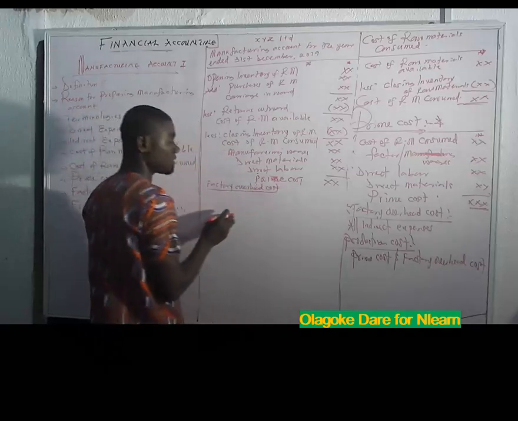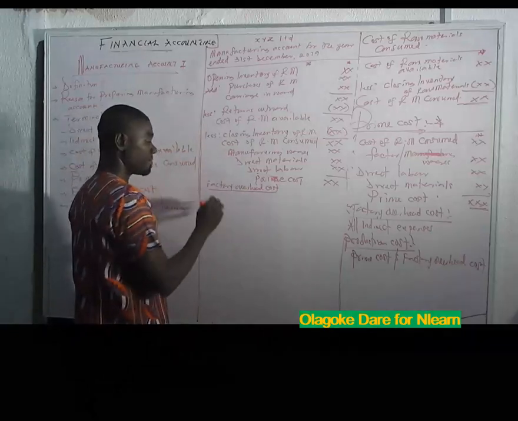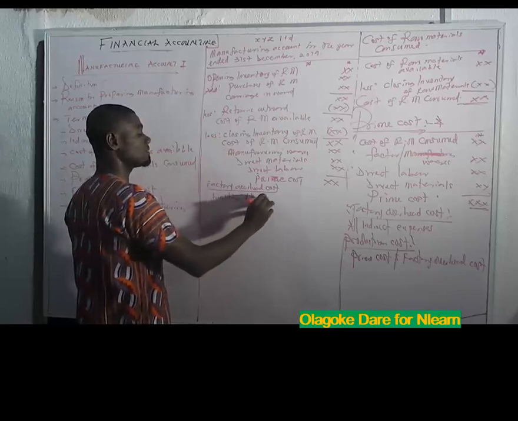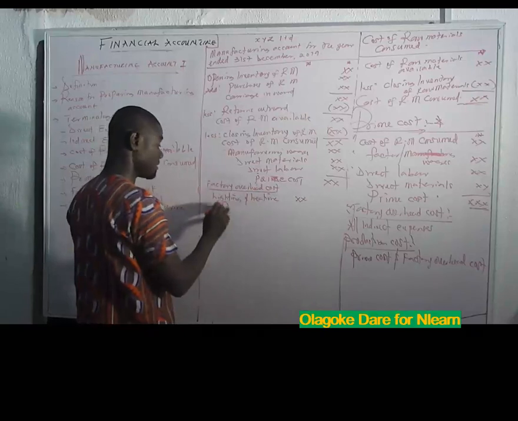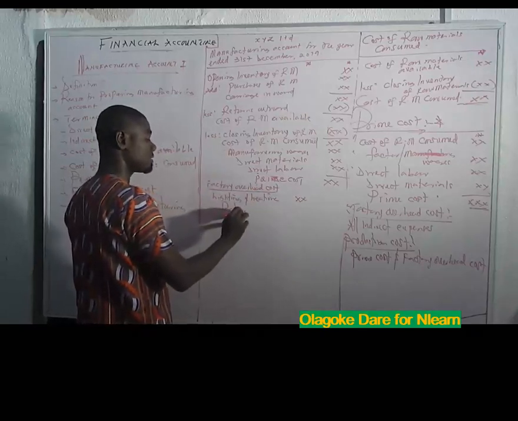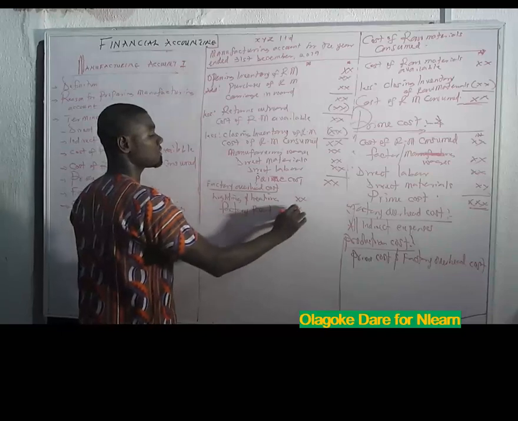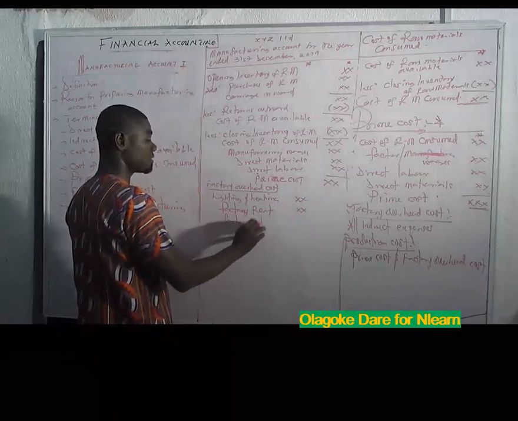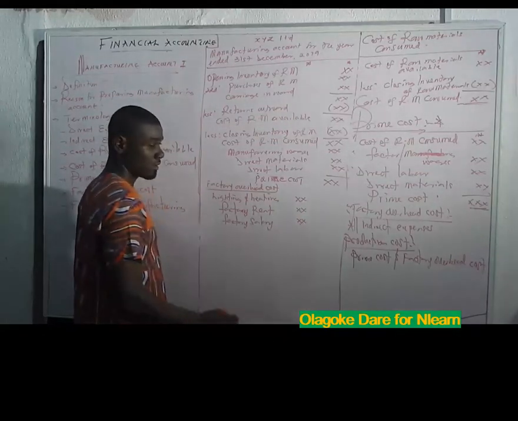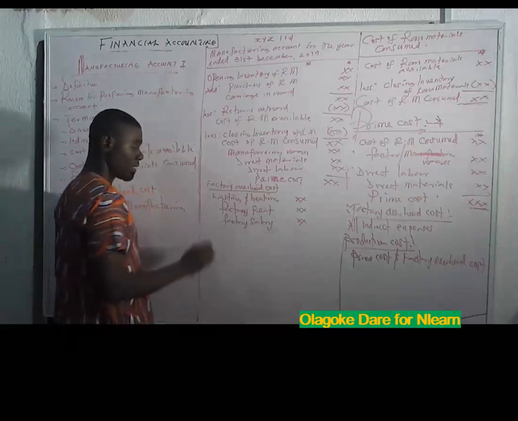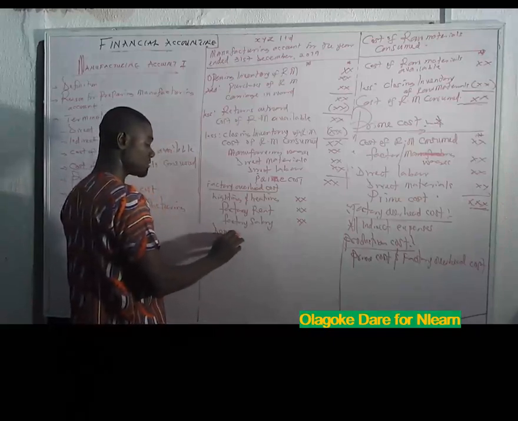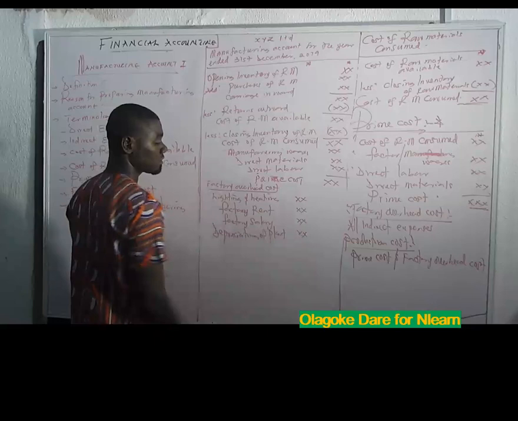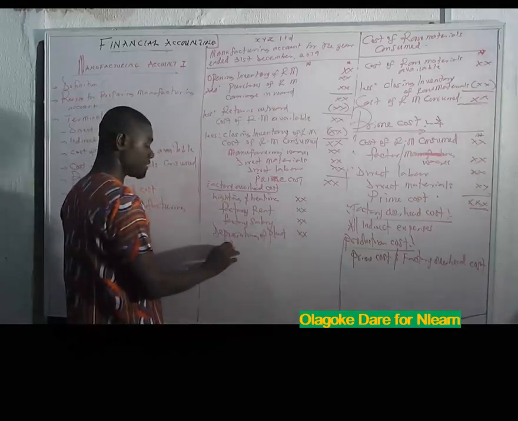So my factory overhead costs are my lighting and heating, factory rent, factory salary, depreciation of plants, and royalties.